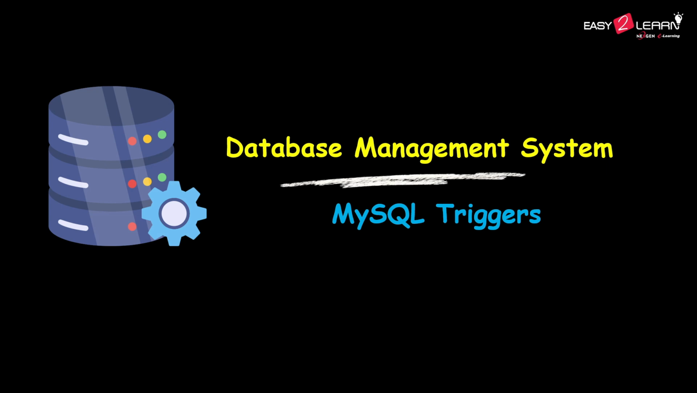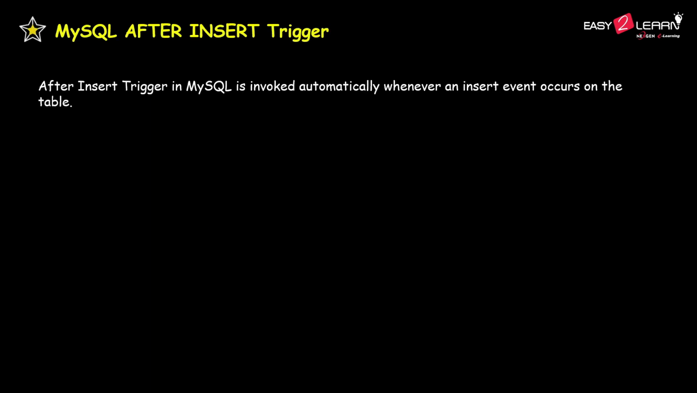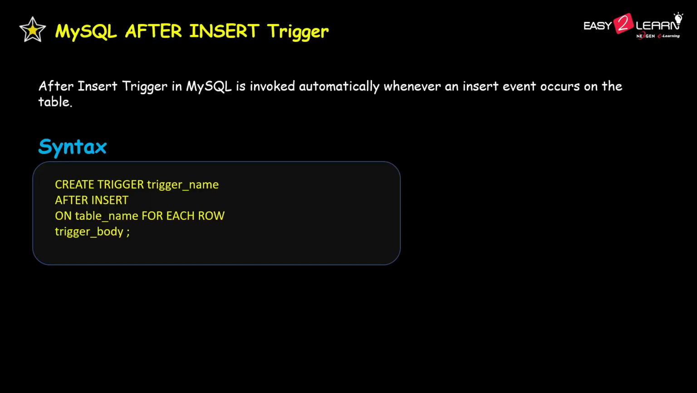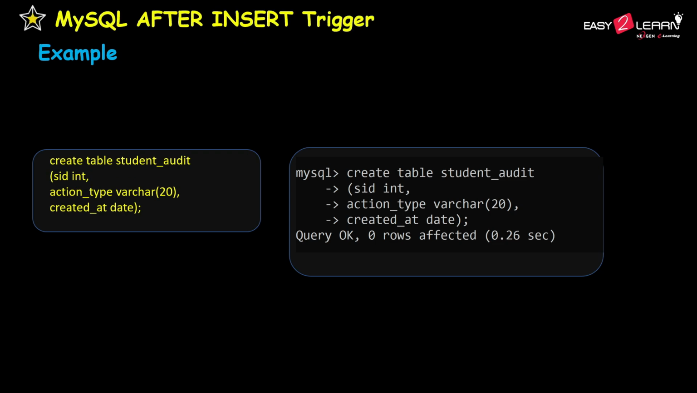In this tutorial, we will learn how to use an after insert trigger in MySQL to automatically log insert actions into an audit table. This is useful for tracking database changes and maintaining data integrity. We will cover creating the student table and the student audit table, writing the after insert trigger, and testing the trigger. So let's get started.